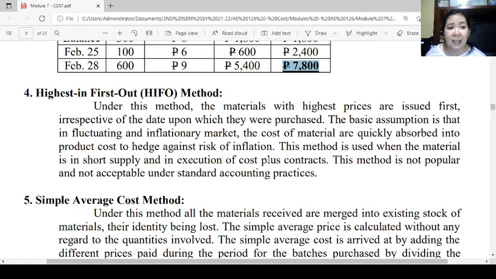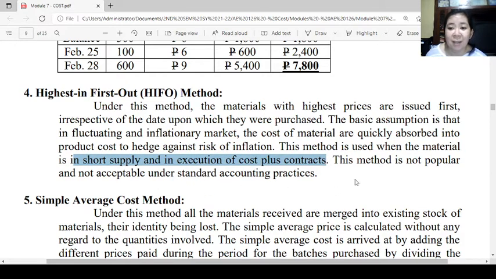Next is the highest in first out or HIFO method. So this was not presented before. So under this method, the materials with the highest price should be issued first, irrespective of the date upon which they were purchased. So the basic assumption is that in a fluctuating and inflationary market, the cost of materials is quickly absorbed into the product cost. This is to hedge against the risk of inflation. So therefore, this method is used when the material is in short supply and in execution of cost plus contracts.